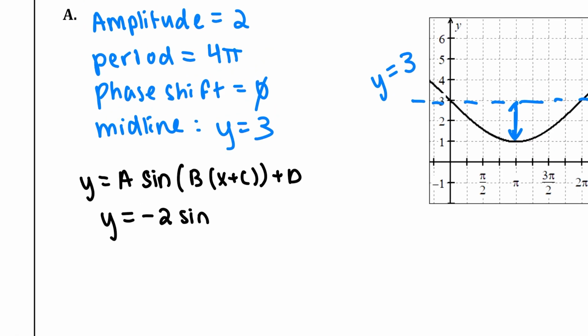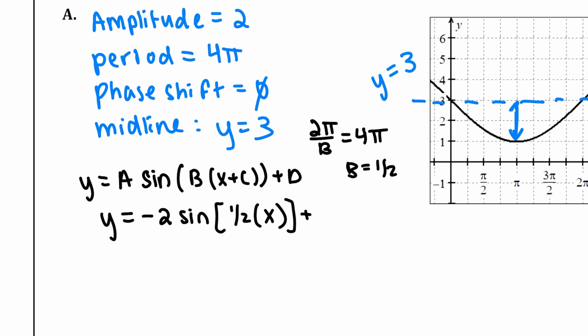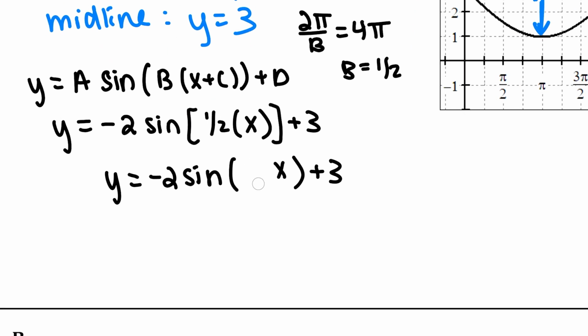And then b, so to get b, we know that the period's 2 pi over b. If our period's 4 pi, it's going to be a fraction. So our b value should be 1/2. So sine 1/2, and it's just going to be x, and then plus 3 with our midline. So y equals -2 sine, I'm just rewriting it, 1/2 x plus 3. The way I wrote that's bothering me.